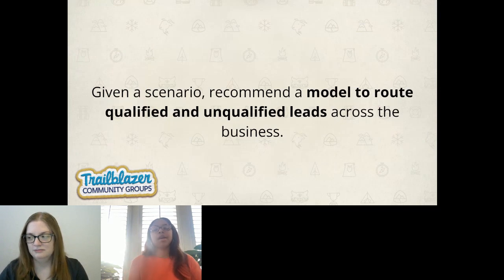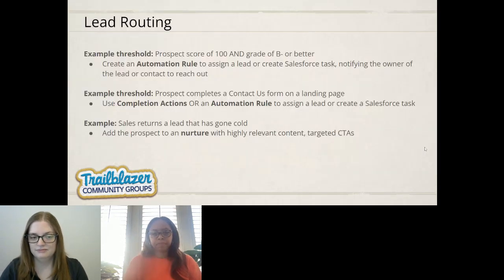Thanks, Jessica. So the next set of slides, we're going to cover the recommended model to routing qualified and unqualified leads. All right, so we'll go over these 3 scenarios up here on the slide. The first scenario being that a prospect has a score of 100 and a grade of a B minus or better. So we don't necessarily know where this prospect came from.